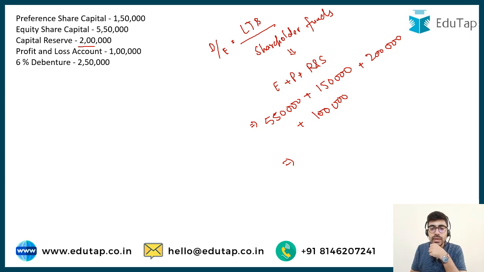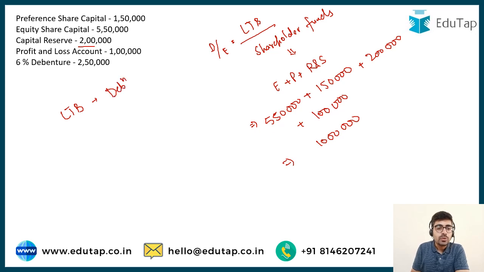This is going to be 7 lakh plus 2 lakh, 9 lakh plus 1 lakh, that is 10 lakh. So 10 lakh is going to be the denominator. And long-term borrowings are going to be how much? Long-term borrowings are simply going to be the debentures. So this is going to be 2,50,000.